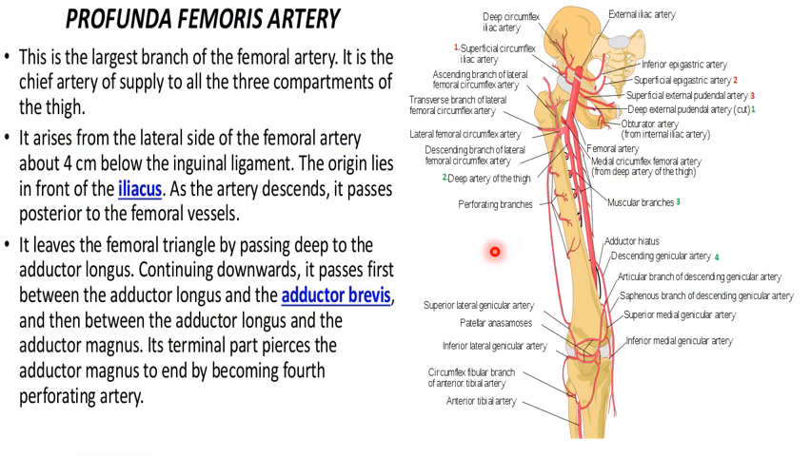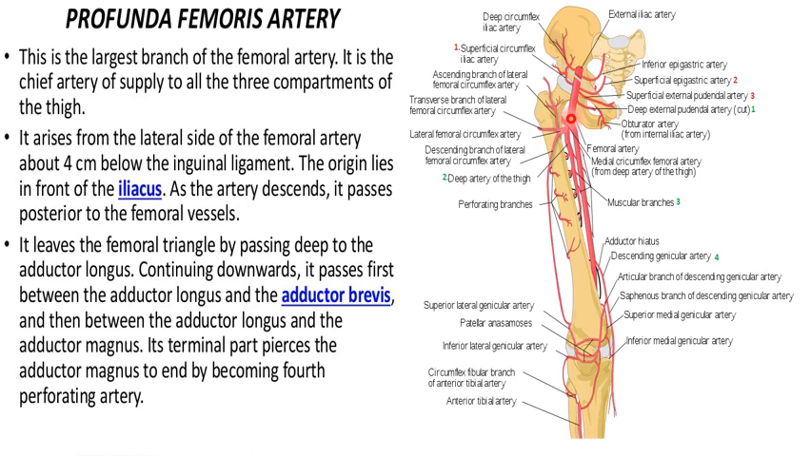Now coming to the profunda femoris artery. This one is the profunda femoris artery, right? So this is the largest branch of the femoral artery. It is a chief artery that is supplying all the three compartments of the thigh. It arises from the lateral aspect of the femoral artery about 4 centimeters below the inguinal ligament, right?